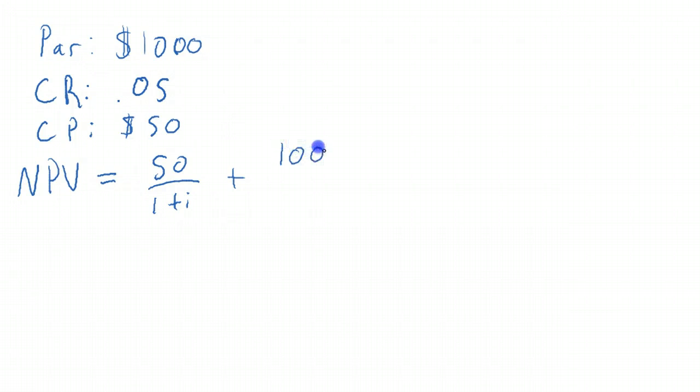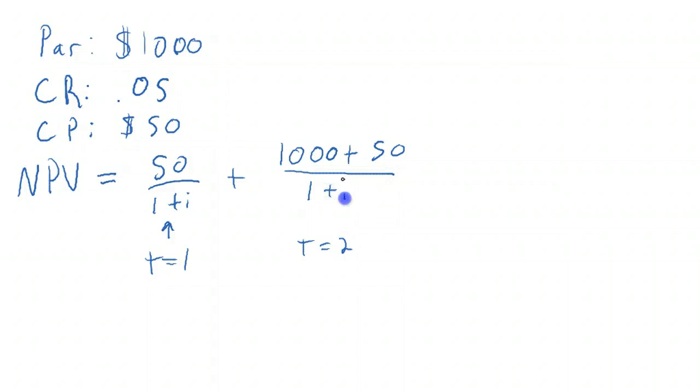So when you purchase this, the net present value of all of the payments that you receive, excluding the price, is going to be 50 divided by 1 plus i, plus 1,050 divided by (1 plus i) squared. 1 year from now, you get $50. And then 2 years from now, you get the $1,000 par value plus a $50 coupon, but you have to discount that back to the present twice.